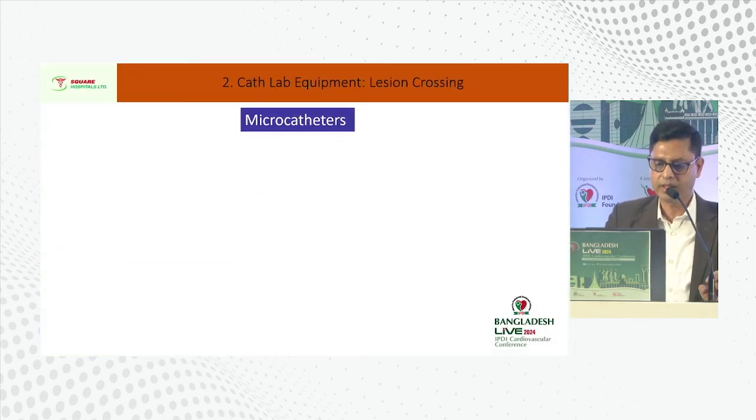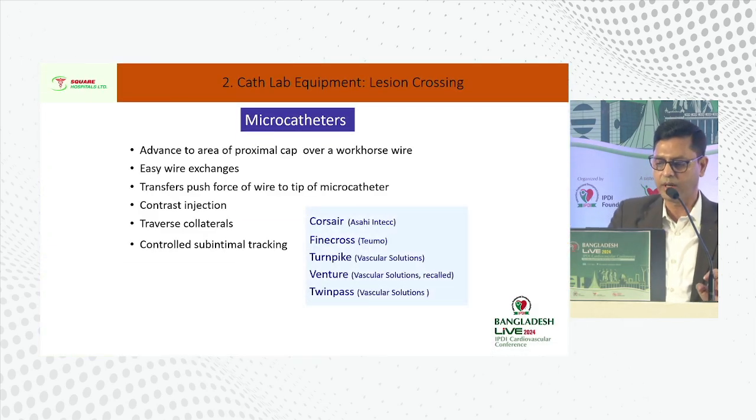And there are different types of microcatheters. Most commonly used in our country are the FineCross and Corsair. And the advantage of it is controlling the subintimal tracking in case of retrograde, and you can traverse the collaterals. We can use the contrast to see the distal run of the vessel. We can take the help of microcatheter for crossing the lesions, and we can easily use the microcatheter for exchange of different types of wires as well.